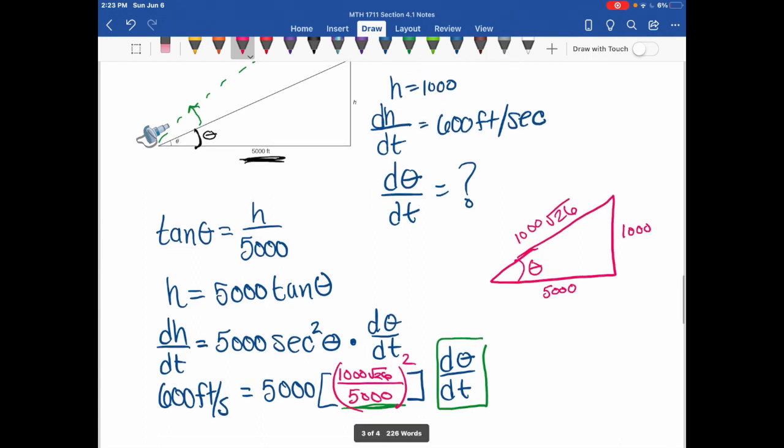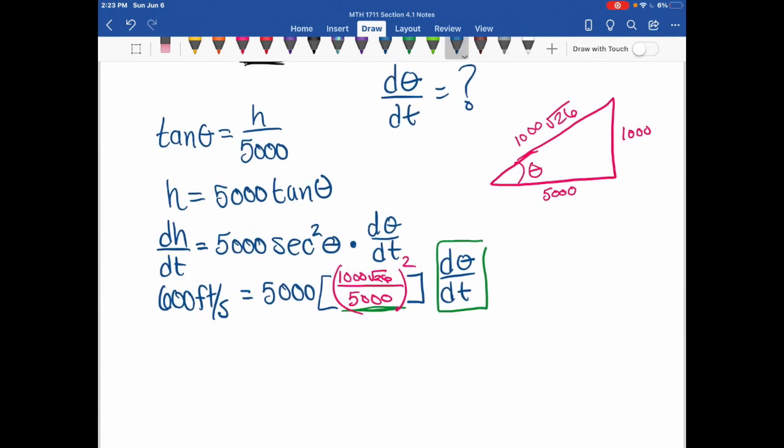And I need to square that because it says it's secant squared. I'm going to take that 5,000 times the value that we just found for secant and square it. And then I'm going to divide both sides by that value to solve for dθ/dt. Now, when I do that, I'm going to get that dθ/dt is going to be 3 over 26. And because we're talking about the change in the angle, this is going to be radians per second.